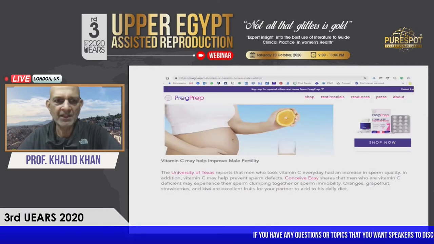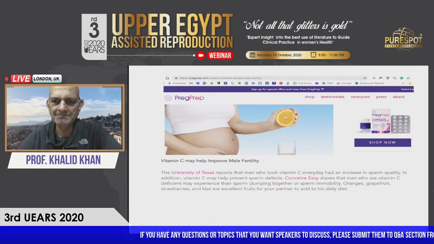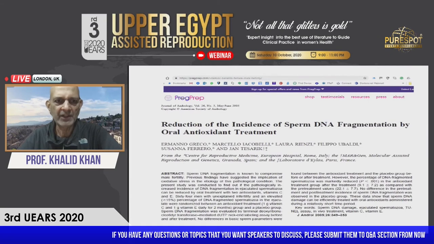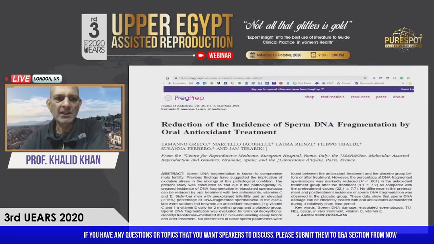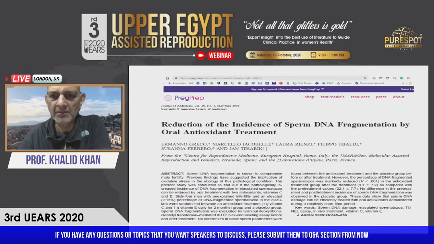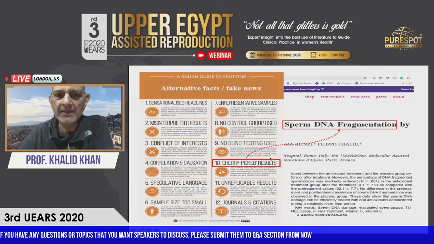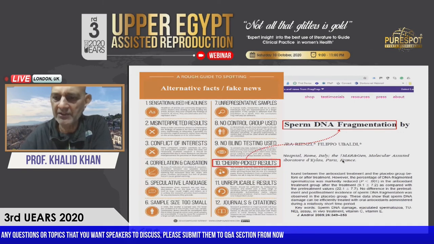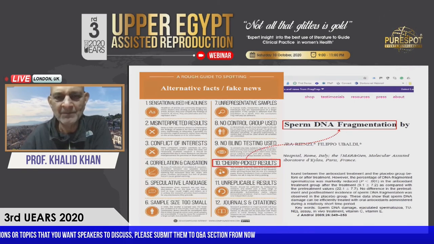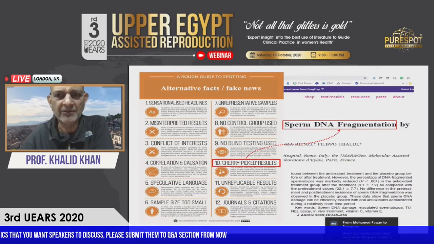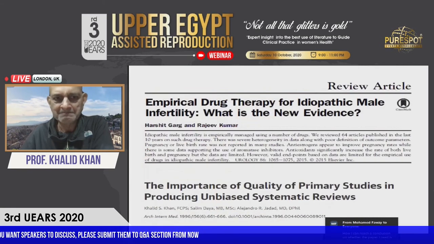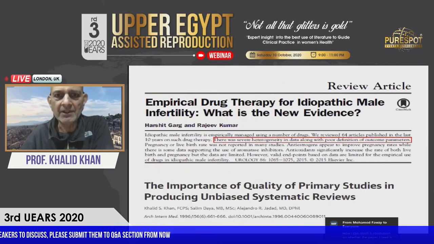Here is vitamin C. Does it cause males with infertility to improve the outcome for their fertility problem? Well, here is a study that reports that DNA fragmentation of the sperm is improved. But here, an outcome has been cherry-picked. The real outcome of interest is pregnancy, as highlighted by Professor Khalaf. So we cannot really reach a conclusion by this type of study.